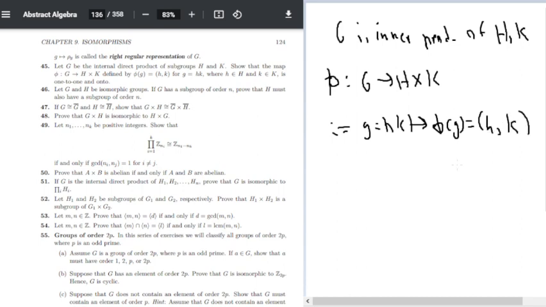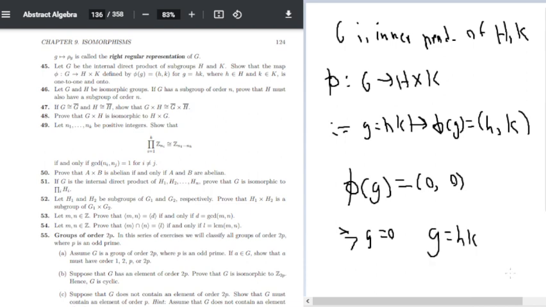If it's not one-to-one, there's some element such that phi of g is the identity, so let's examine all g where phi of g equals (0, 0). By how we're defining it, this implies that g is equal to 0. So one-to-one is good. And onto, we just take the element g such that g equals hk. To get (h, k), we've already given ourselves the tools for talking about that.